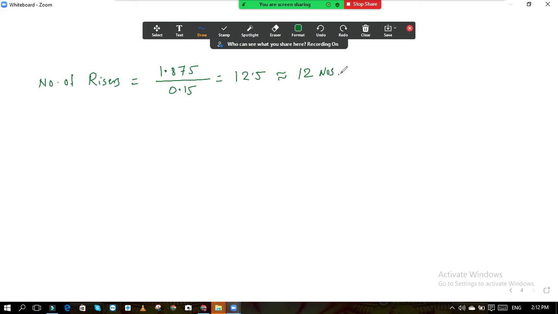12.5, and we have rounded it to 12 numbers. Can anybody tell me why 12? Why have we not gone for 13?